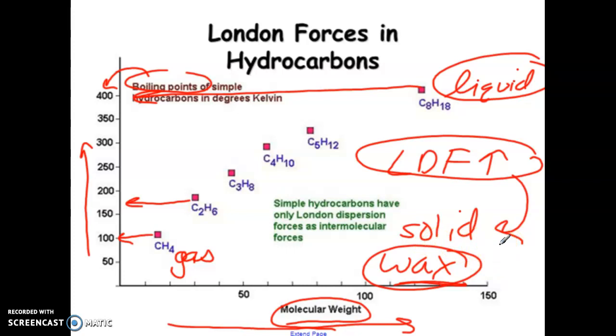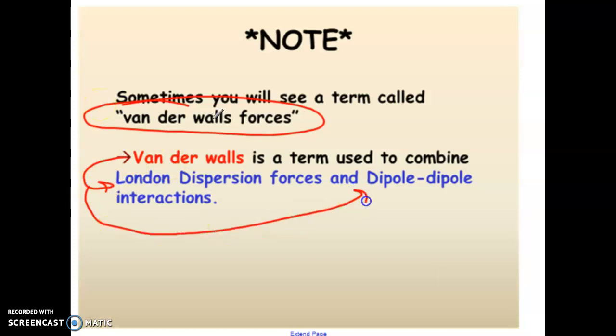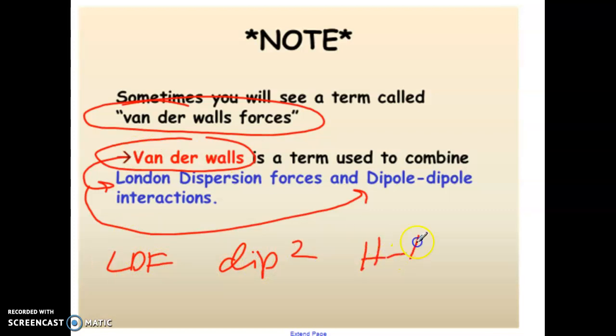So intermolecular forces really dictate the properties that you see when you're talking about different molecules. Sometimes this comes up in your textbook as well: van der Waals. Van der Waals is really a combination of two different forces of attraction, LDF and dipole-dipole. You don't have to use this term. You should know what the term means, but I'm okay with you using the three that we are learning how to use: hydrogen bonding, dipole-dipole, and LDF.